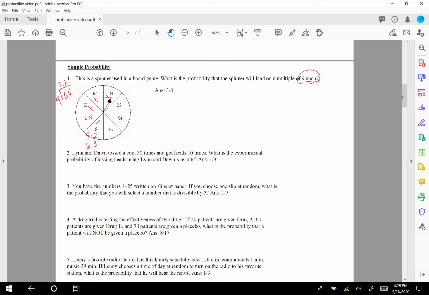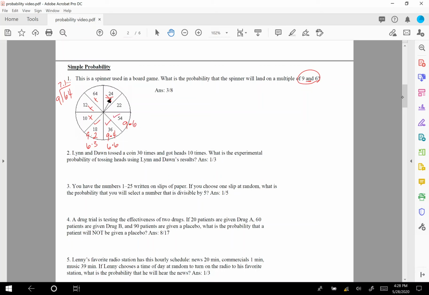So 18 is good. How about 36? Well, 9 times 4 and then also 6 times 6. So is it a multiple of 9 and 6? Yes. 54? Okay, let's see. 54 divided by 9. Oh, it's 6. 9 times 6, that's 54. So that works for both of them.